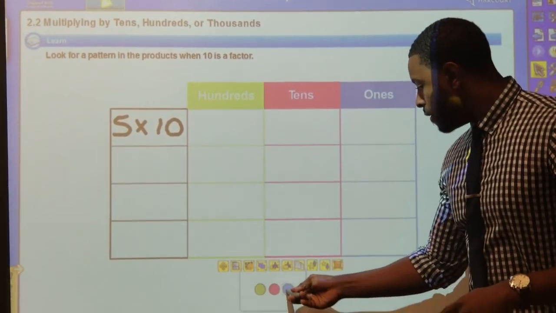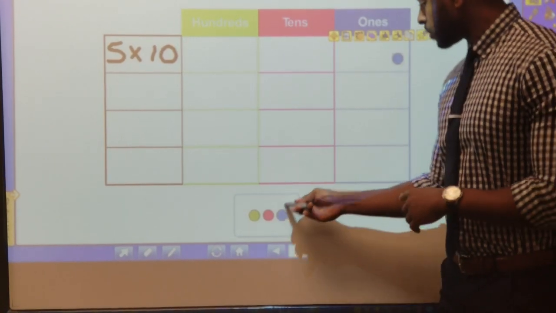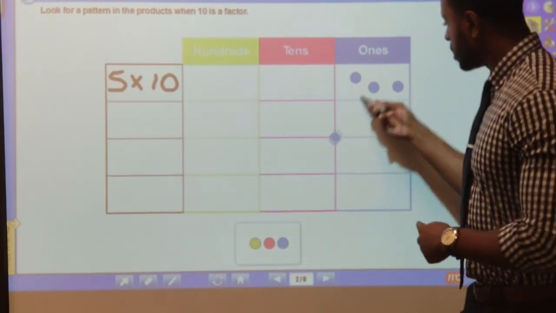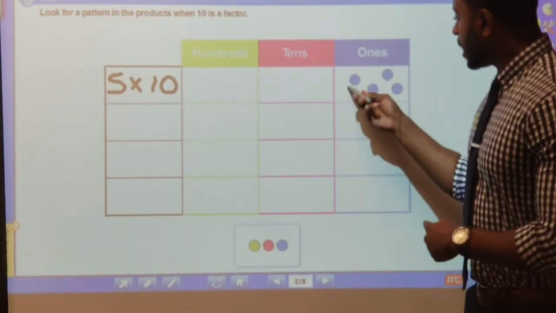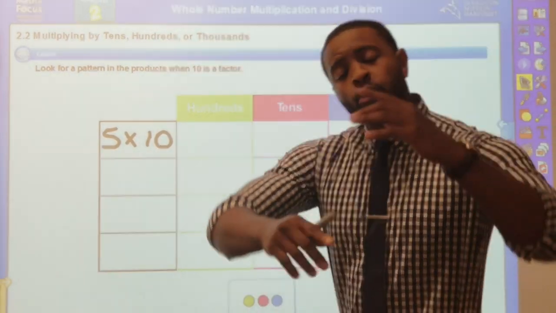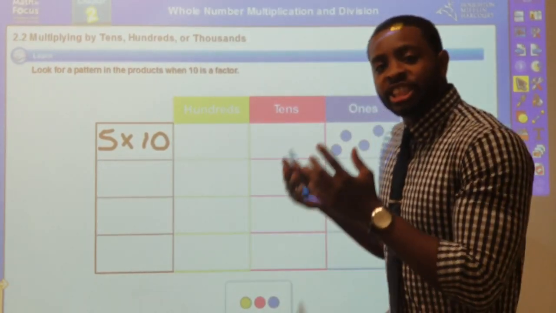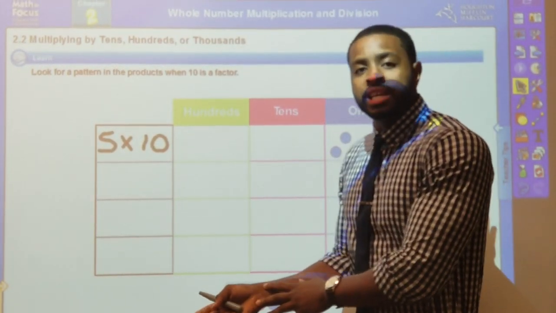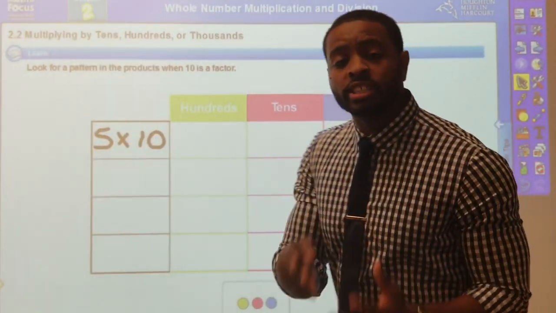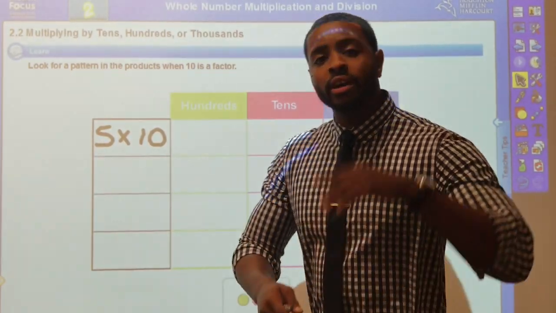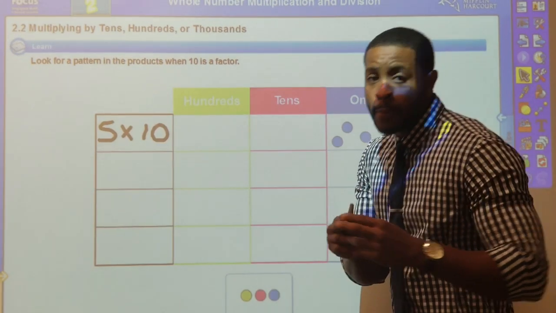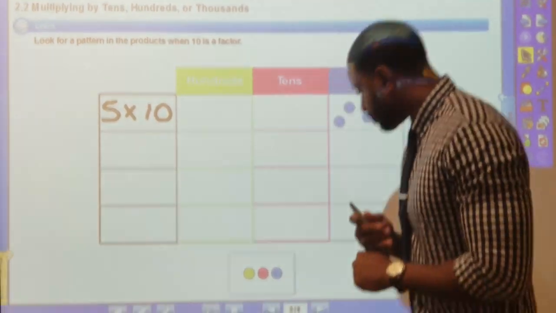So we have 1, 2, 3, 4, and 5. So we have our 5 ones. And we want to take those ones and exchange them for chips that represent 10. Okay, so we're going to take each one and exchange it for a chip that represents a set of 10, because we're taking 5 and multiplying it by 10. All right, watch me. Here we go.